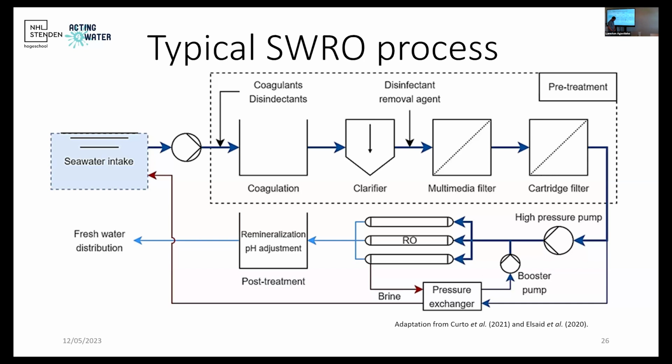Of course, as I said, because the pores are quite small, you need to have a high pressure pump. And this high pressure pump is necessary to generate the necessary flux. But in most systems, even the outlet pressure is still higher than what you would normally need for the distribution. So you can use booster pumps, or you can use a pressure exchanger to recover some energy. So there is an energy recovery step, or a fraction of the system, which is quite normal in this type of process.